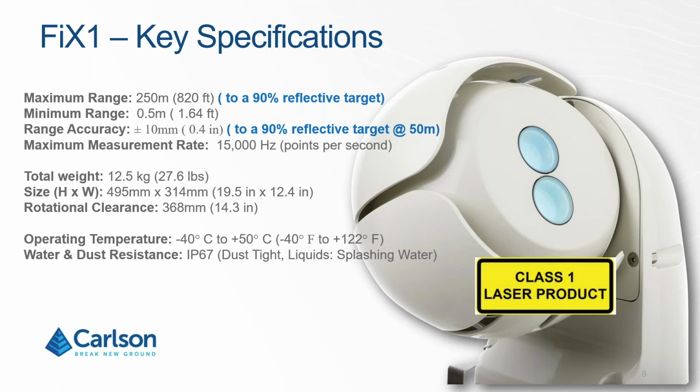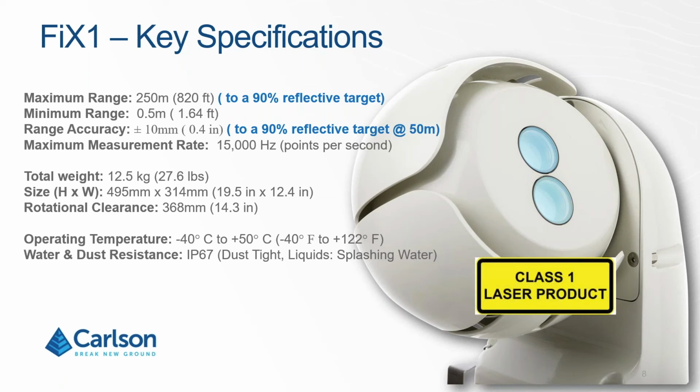Also, an important point of note is the FiX1 is a laser and is a class 1 laser product, meaning that it is eye safe. That is important to government organizations and some companies because they have laser safety rules. The total weight of the system is 12.5 kilograms or about 27.5 pounds. The size, the height and the width is about 495 millimeters by 314 millimeters or 19.5 inches by 12 inches.